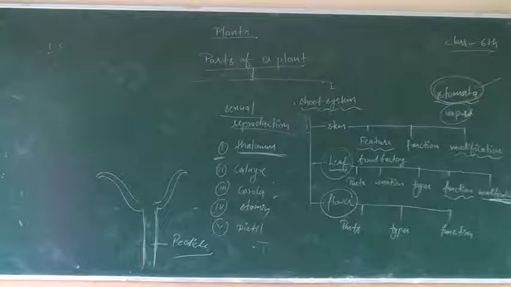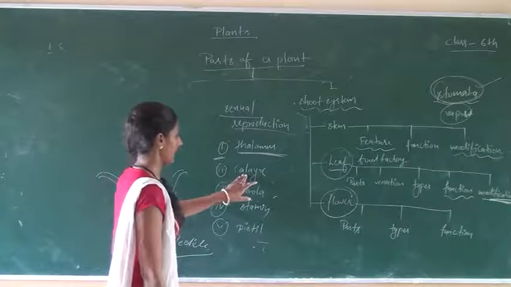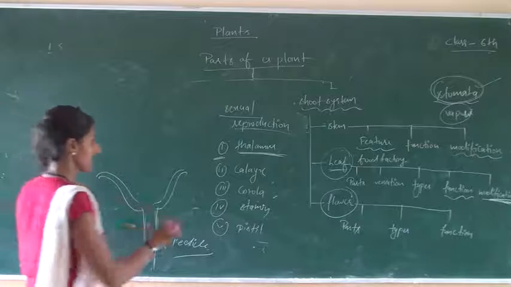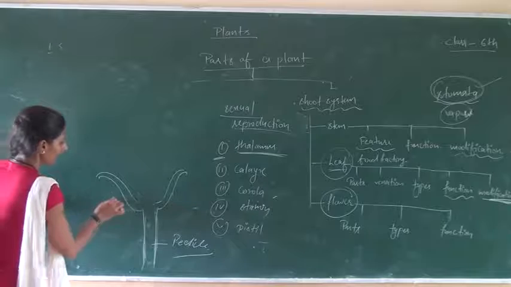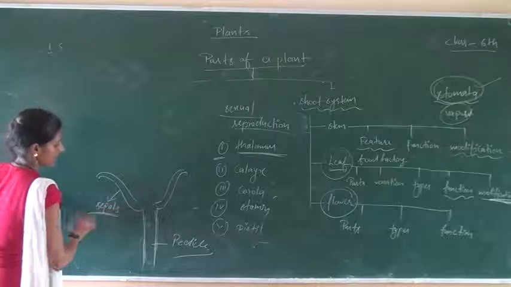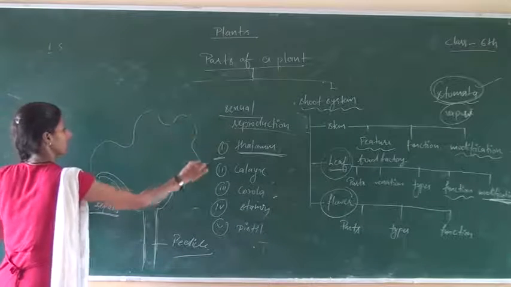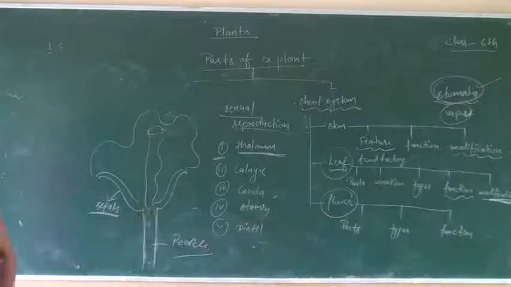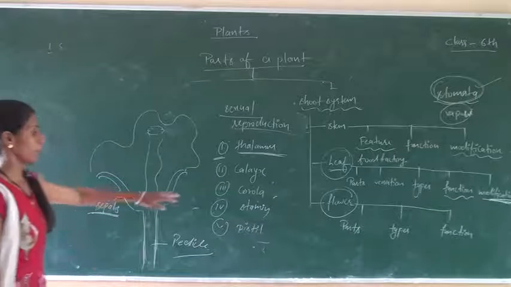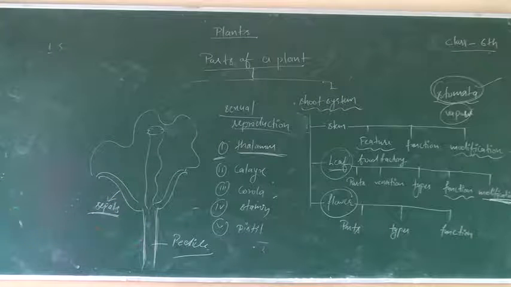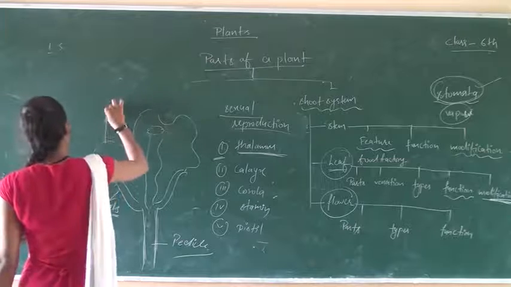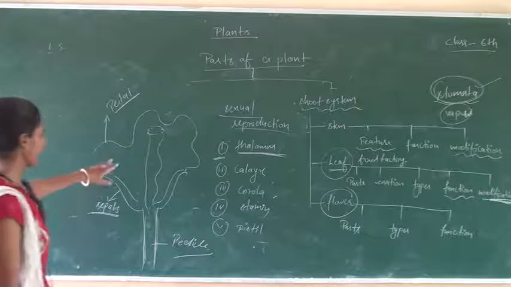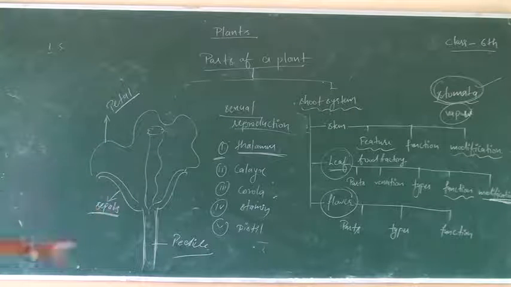After that, the calyx. The calyx is the first, outermost whorl of a flower. It consists of leaf-like structures called sepals. After that, the corolla. It is the second whorl of a flower. Each segment of the corolla is known as a petal. Petals are usually brightly colored due to the presence of pigments.